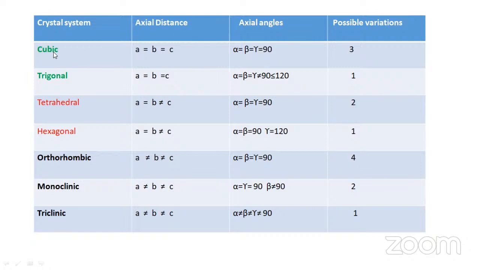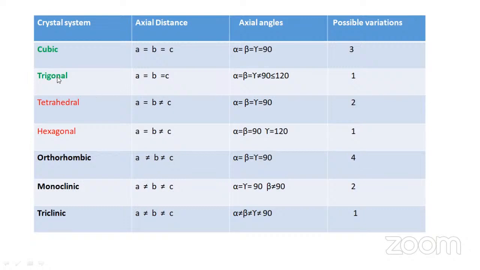Coming to axial angles. In axial angles, the first crystal systems in three groups. What are the first crystal systems? Cubic, tetragonal and orthorhombic. In all these three crystal systems, alpha = beta = gamma = 90 degrees. See here, tetragonal: alpha = beta = gamma = 90. And in orthorhombic, alpha = beta = gamma = 90.